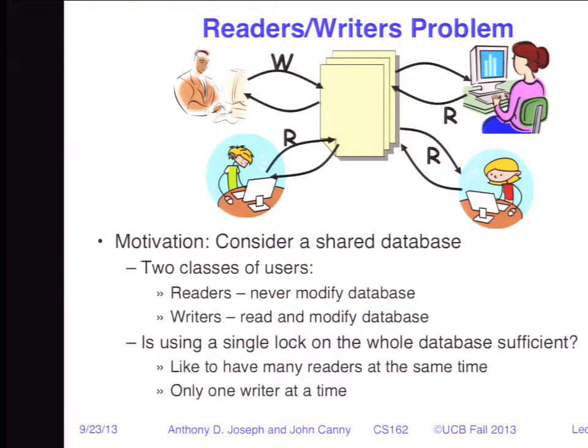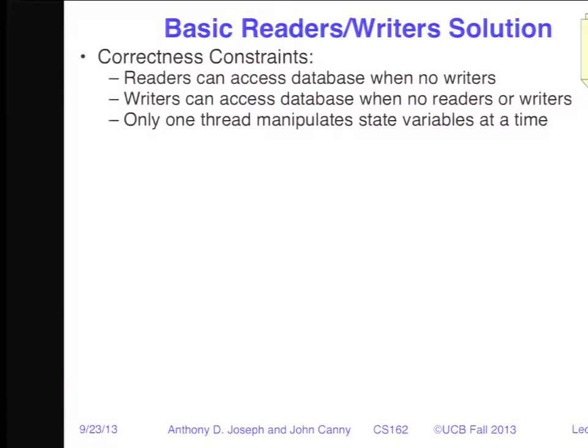All right, so now we're ready to write our solution, right? Not quite. First thing we always do before we write a solution, whenever we have a concurrency control problem, is we figure out what our correctness constraints are. So our correctness constraints here are that readers are allowed to access the database as long as there are no writers in the database. And writers can access the database as long as no one else is in the database, a reader or a writer. So the database has to be completely quiesced before a writer is allowed to enter. And we want to make sure that only one thread manipulates the multiple state variables that we're going to need to keep track of how many readers and writers and what they're doing.